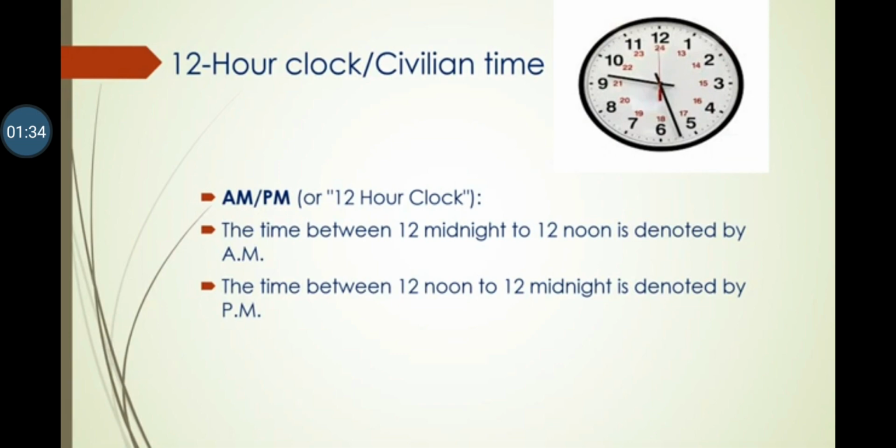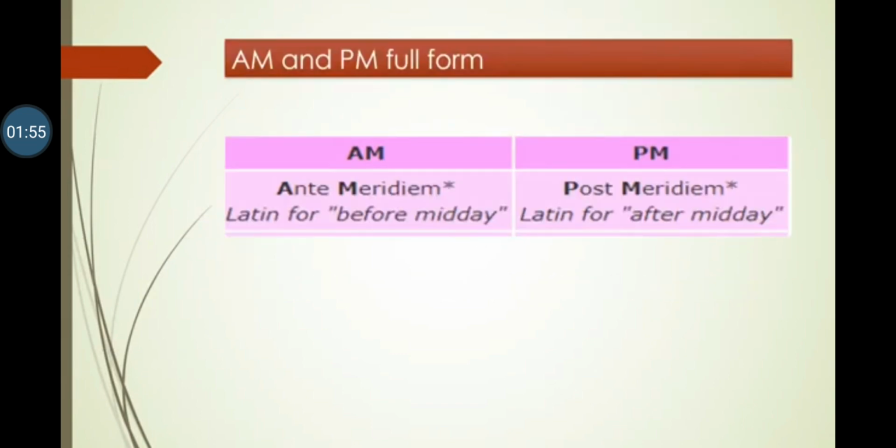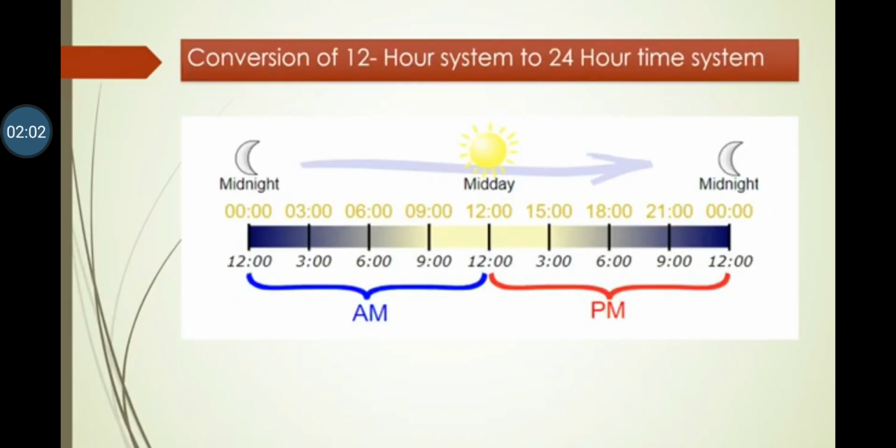There are important points. We use AM and PM in this. The time between 12 midnight to 12 noon is denoted by AM, and the time between 12 noon to 12 midnight is denoted by PM. It is also called the civilian time because we use this time usually. AM stands for antimeridiem and PM stands for postmeridiem.